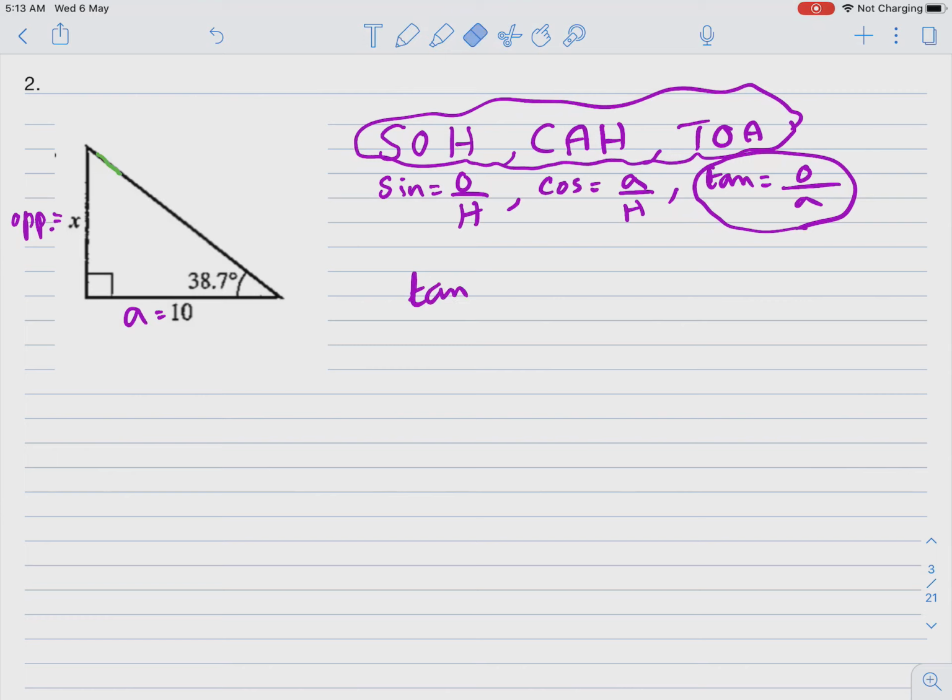Now because I don't need the hypotenuse, I don't have it and I don't have anything about it, I just remove it. So tan 38.7 is equal to opposite, which is x, over the adjacent, which is 10. Then x is equal to 10 tan 38.7. And then I calculate this and it will be 8.01.